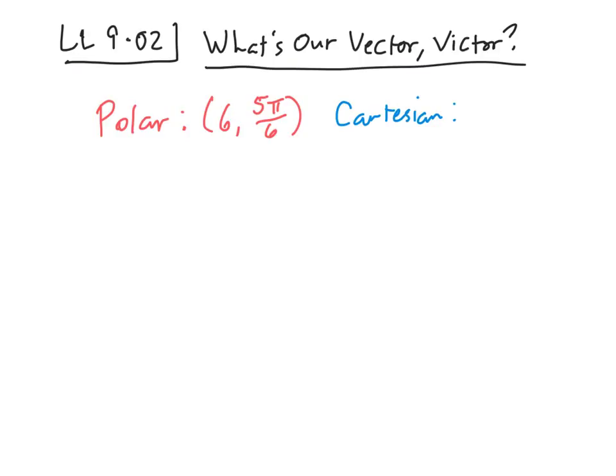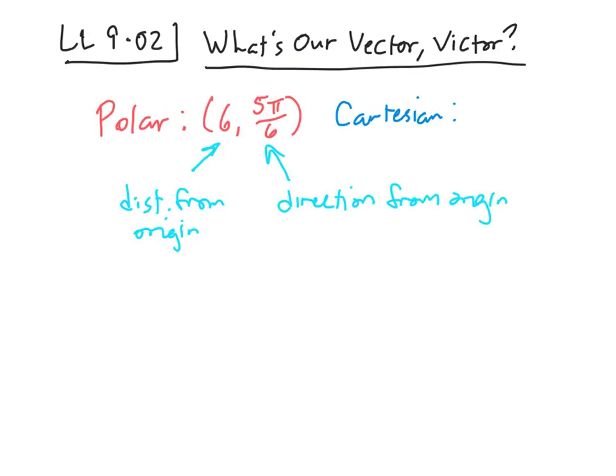And just as a reminder, when we write polar coordinates, the first coordinate always means distance from the origin, with one little exception, which I'll try to talk about at the end of this video. And the second coordinate means the direction of this point from the origin, expressed as an angle measure measured counterclockwise from the positive x-axis.